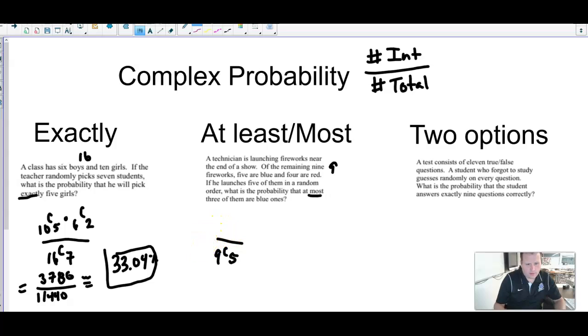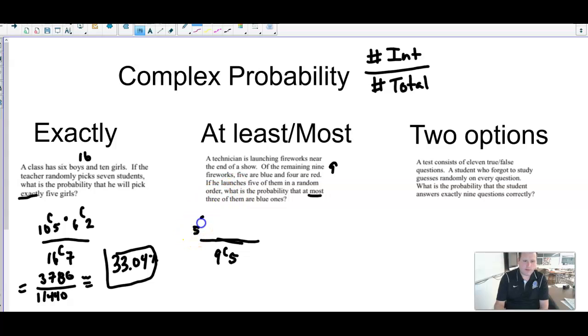My numerator gets a little bit more complicated. At most 3 are blue. So let's go back to the exactly case, exactly 3. If exactly 3 were blue, then I'd have to go to the 5 blues and choose 3 of them.